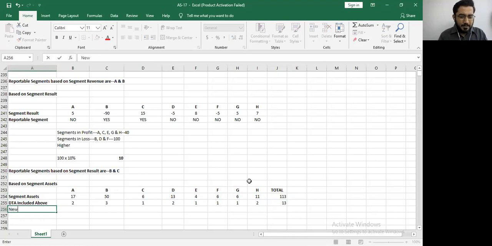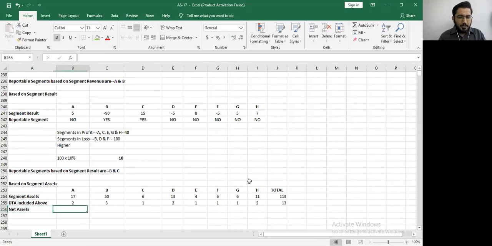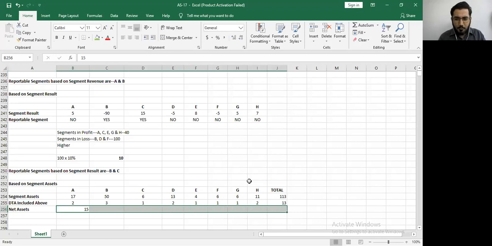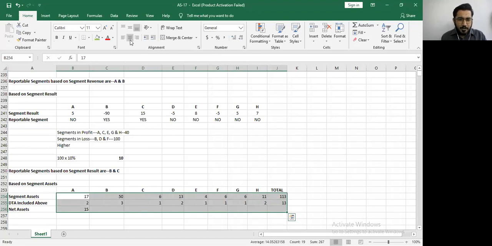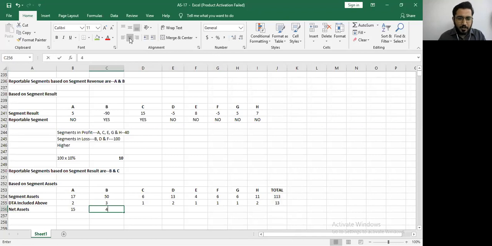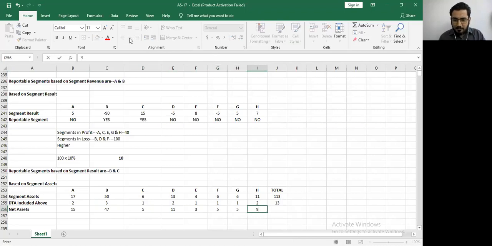Let's calculate the net assets. Your net assets will be 15. You have to deduct the DTA from the total assets. So when you deduct it from the total assets, you get 15. Over here, you get 47, you get 5, you get 11, 3, 5, 5, 9. Finally, your total comes to 100.